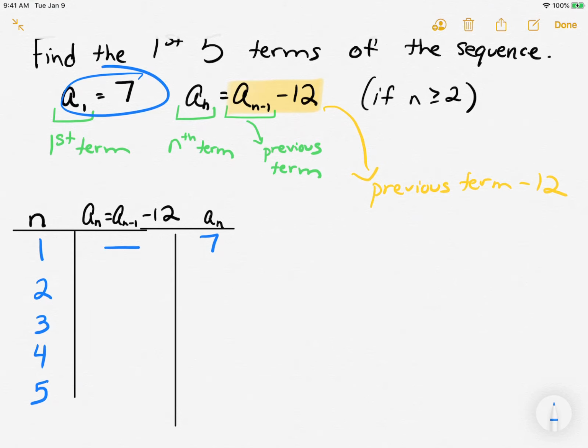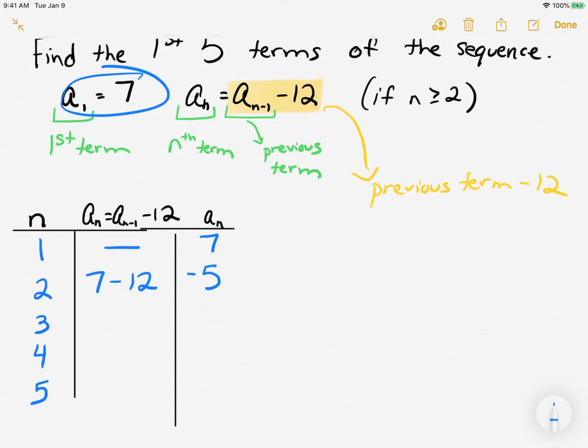Now what it says is the second term is the previous term minus 12. So I'm looking at n equals 2. What was the previous term? 7. So I'm going to do the previous term, which is 7, minus 12, which gives me negative 5. Very good.